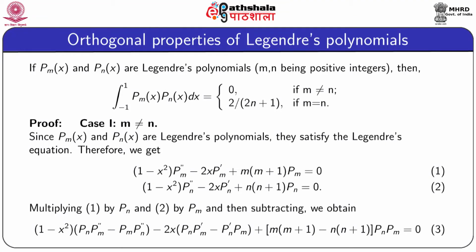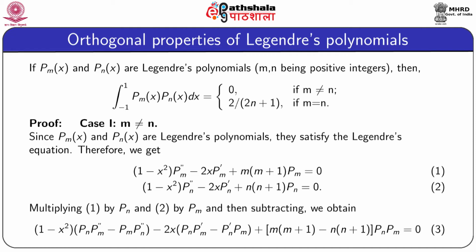Orthogonal properties of Legendre's polynomial. If Pm(x) and Pn(x) are Legendre's polynomials, m and n being positive integers, then the integration from -1 to +1 of Pm(x) Pn(x) dx is equal to 0 if m is not equal to n, and is equal to 2 by (2n+1) if m is equal to n. In case 1, we take the proof when m is not equal to n.